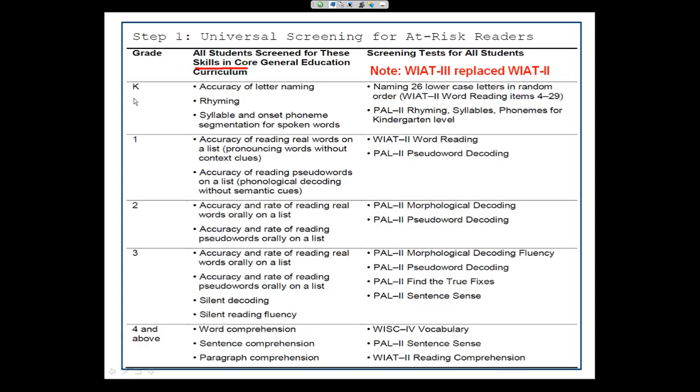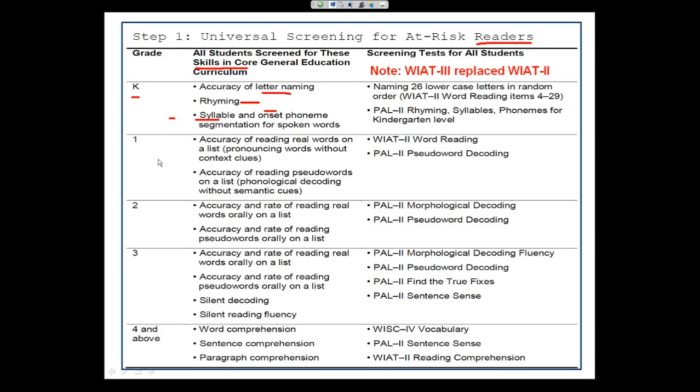So if you look here, for example, in kindergarten, and you're thinking about this for reading, we expect students to be able to perform some of those subword skills, to be able to name letters accurately, to be able to identify rhyming words or recognize rhyming words, and also generate rhyming words, and to be able to recognize syllables as well as the onset phoneme segmentation for certain words. So you say a word and you ask me to identify the syllables, cow, boy, for example.